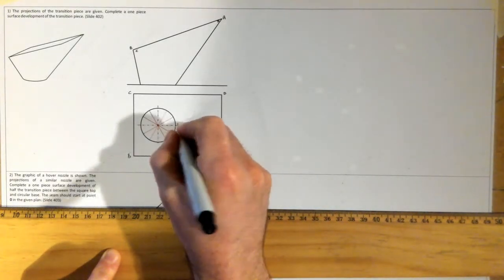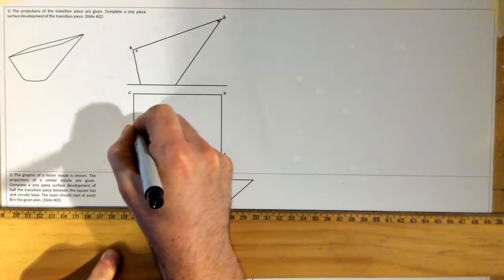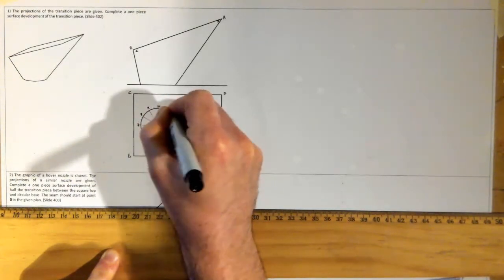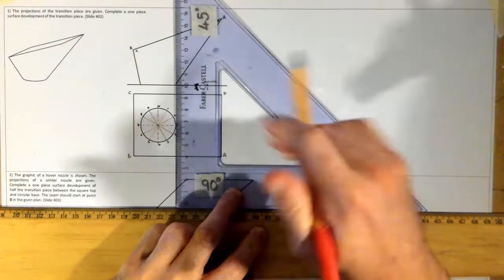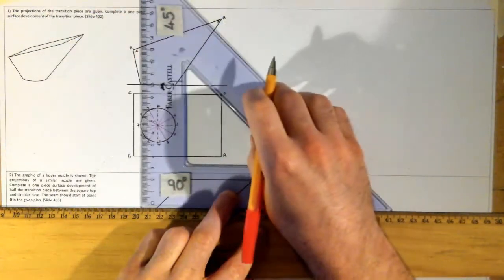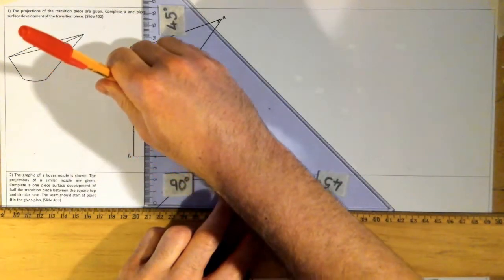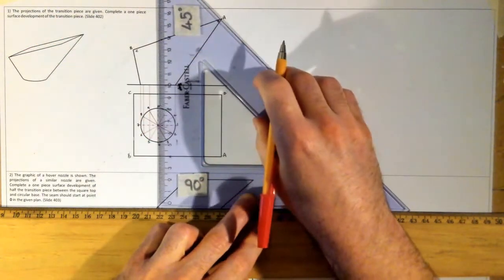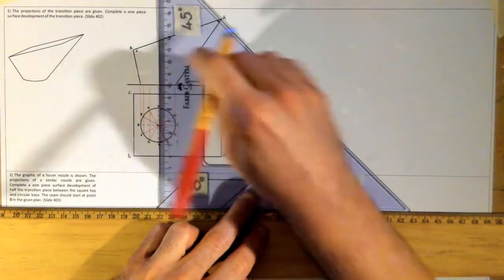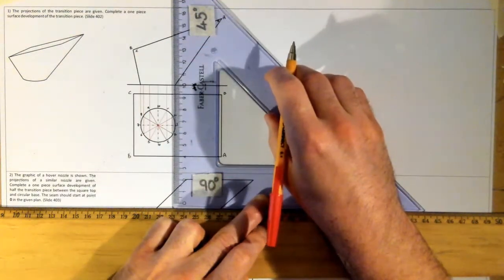The circle, sorry, so corner or point 1, 2, 3, 4, 5, 6, 7, 8, 9, 10, 11, 12, back to 1. Okay, wherever those points are in my plan, I need to project them up to my elevation. So 1 should work out right there, 7 already there. Now 6 and 8 are in line with each other, as are 5 and 9, 4 and 10, 3 and 11, and 2 and 12.